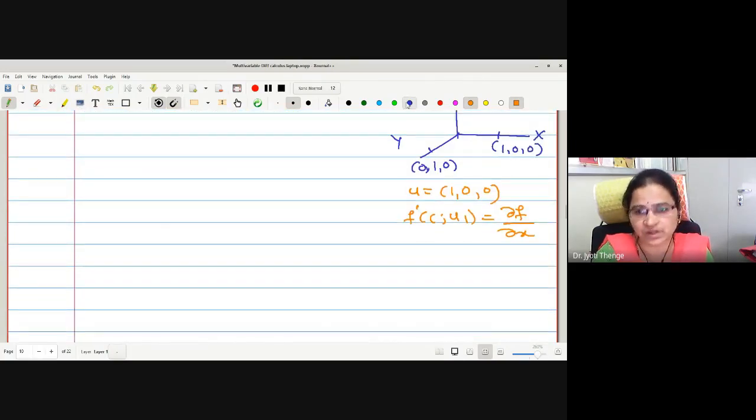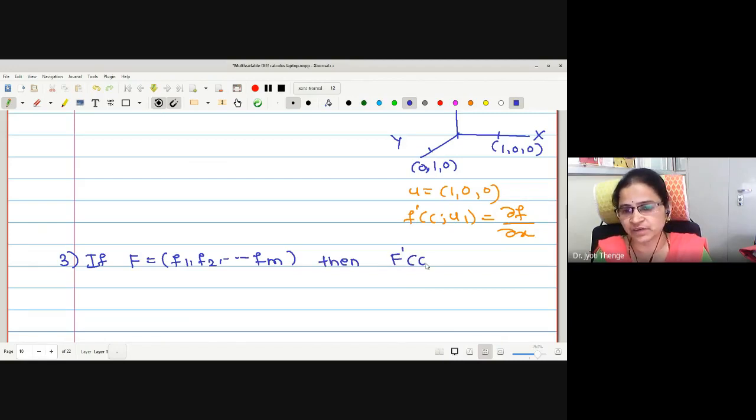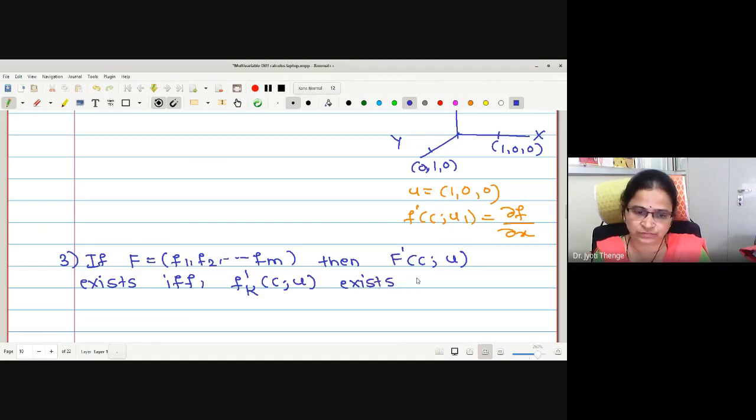Number three remark I will write: if we define the vector valued function capital F to be the collection of f1, f2 up to fm, then f dash exists, that is, the directional derivative exists at the point c in the direction u, if and only if the directional derivatives fk dash of c comma u exist for each k.